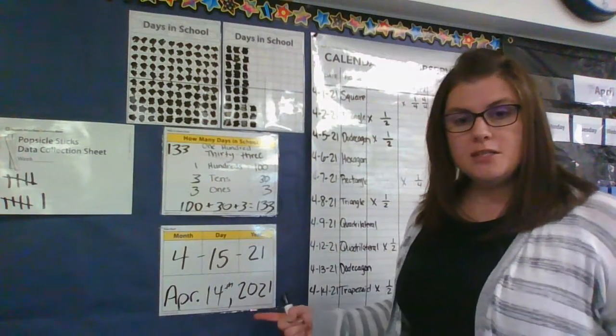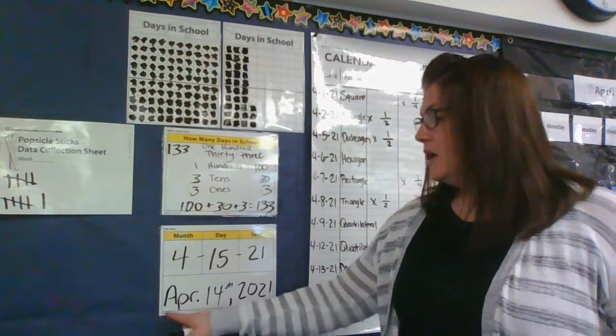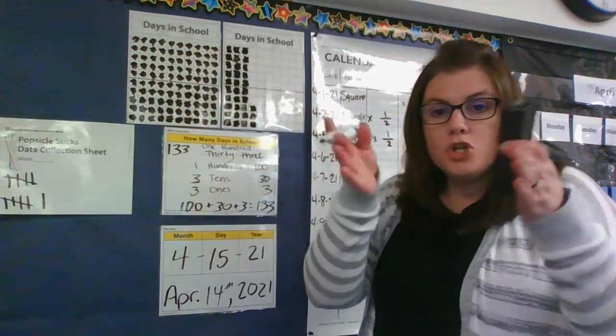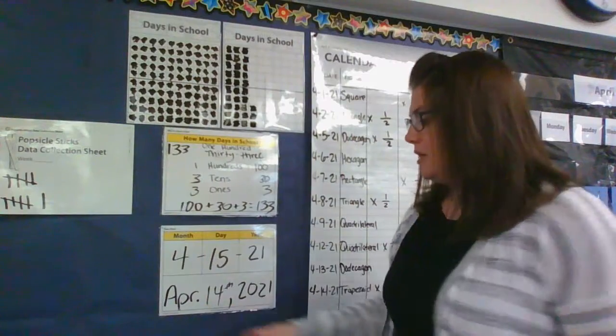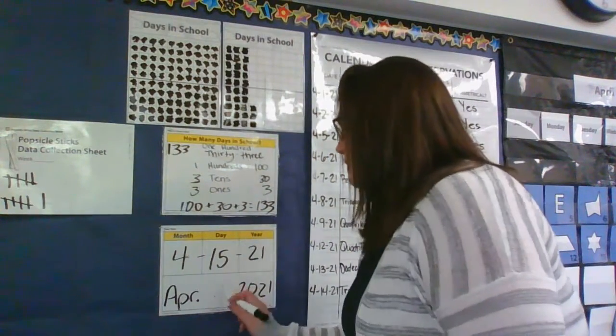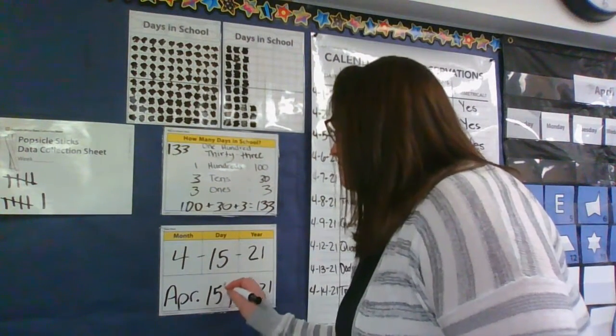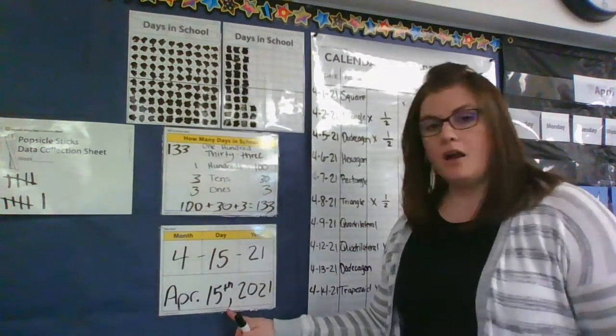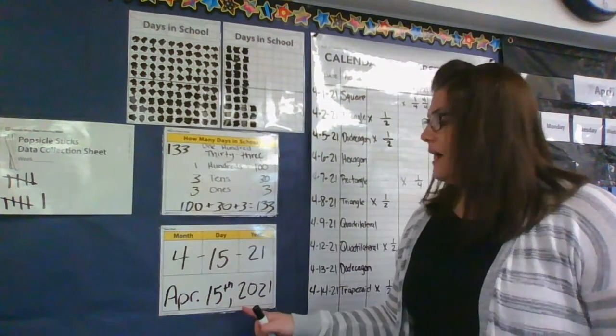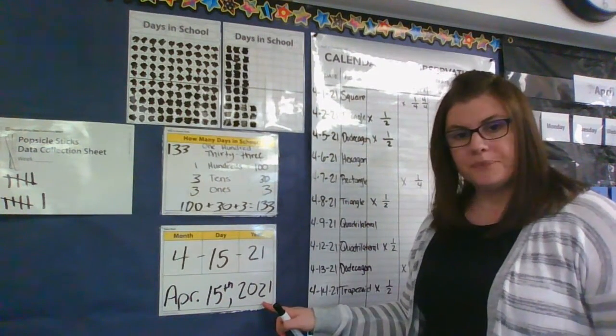Now, if you're feeling fancy and you want to write it in the longer version, April abbreviated or shortened is APR period. We write the day as the 15th. Can't forget that comma. You always have to put the comma after the date, and the full year is 2021.